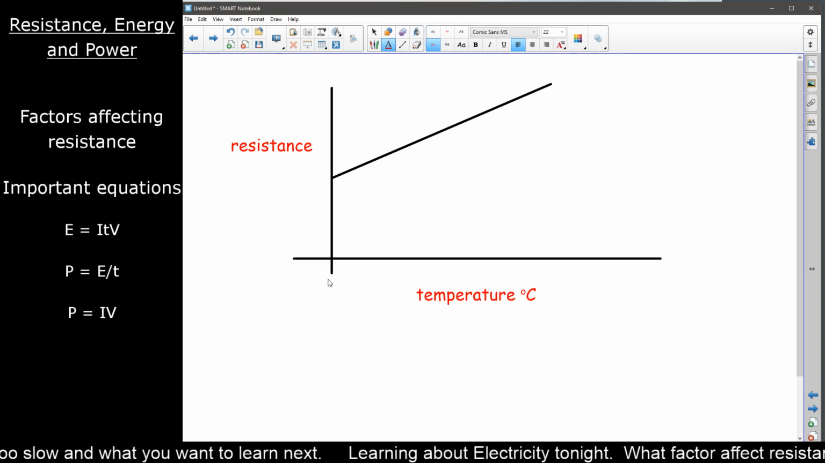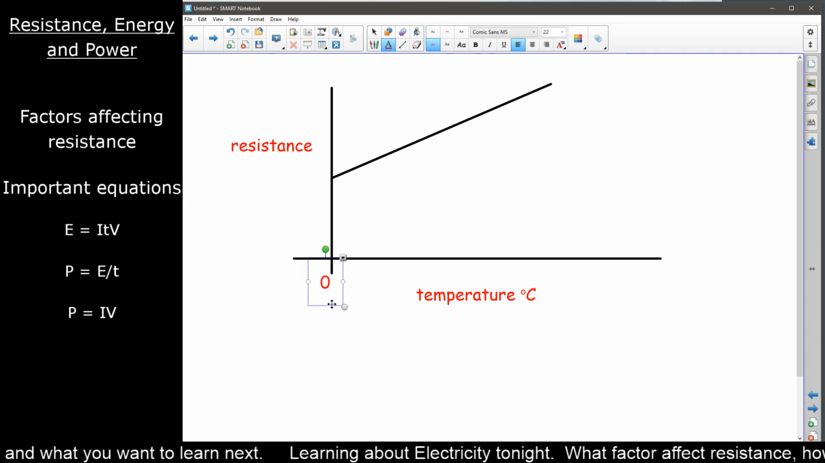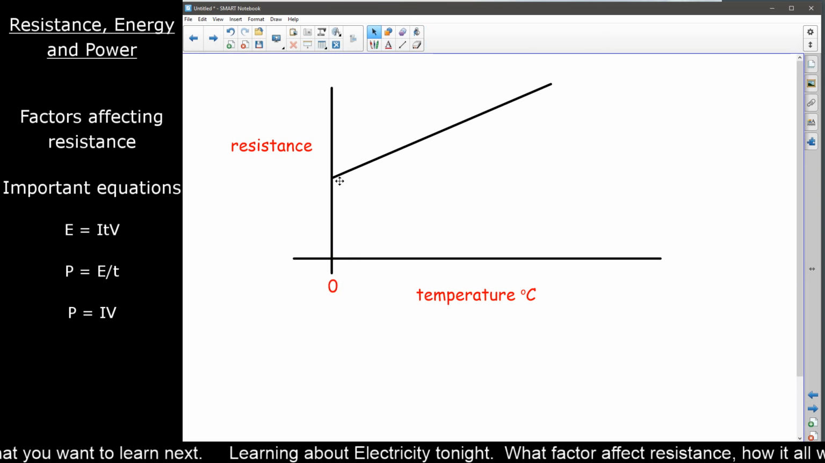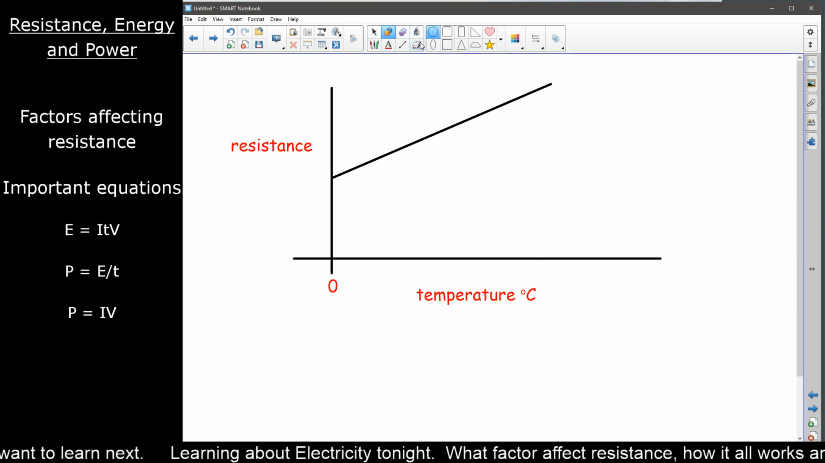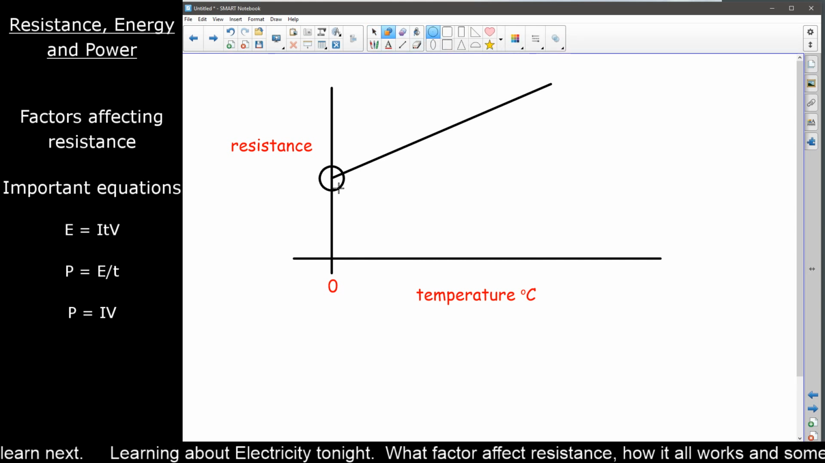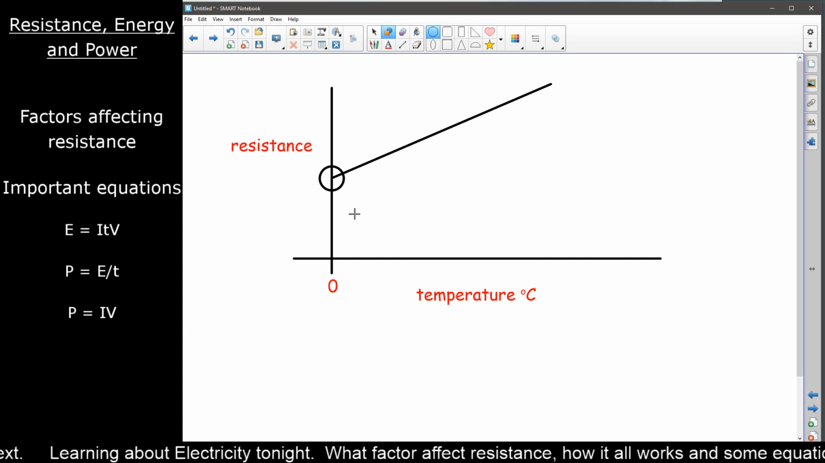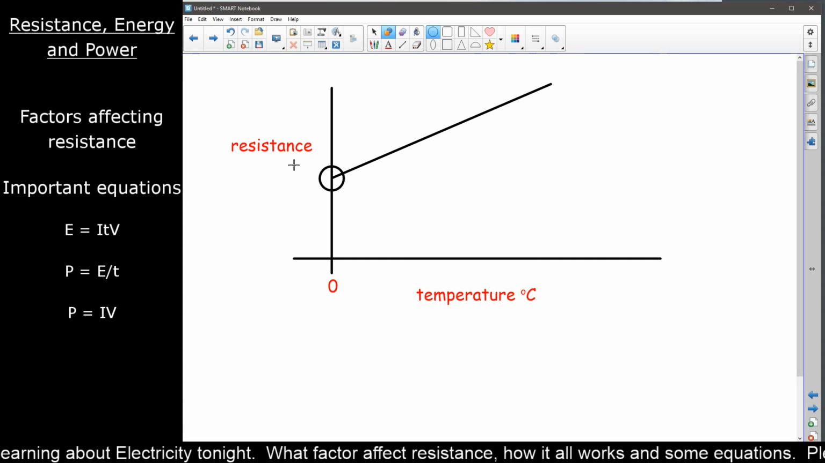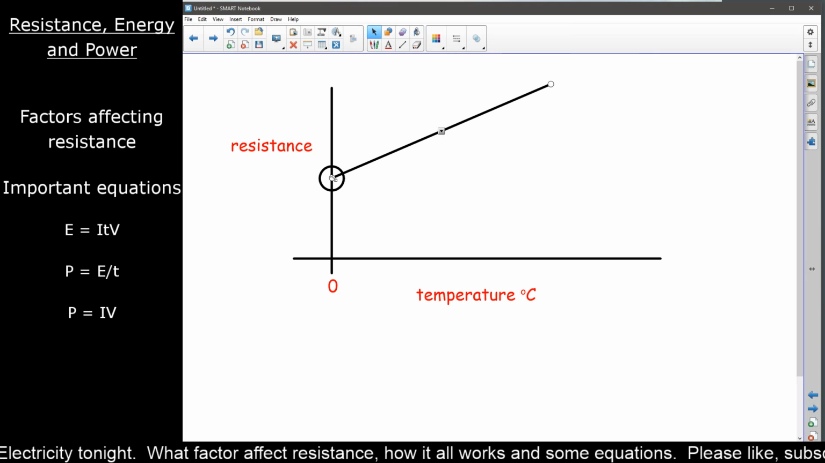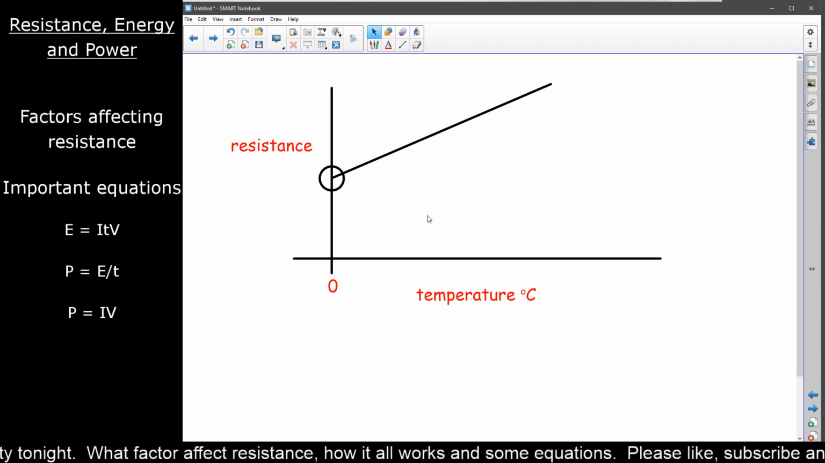But the important thing here is that at 0 degrees Celsius, it doesn't have no resistance. Okay, wires with ice on them still have resistance. So therefore, it's very, very important that if you're asked to draw this graph, you don't try and start it at 0, 0, you start it up here. And that's it. 3 factors that affect a wire.